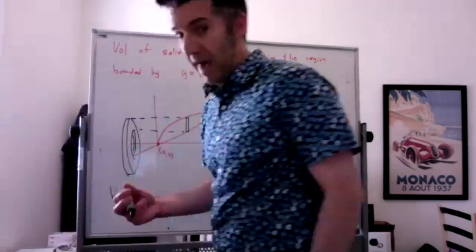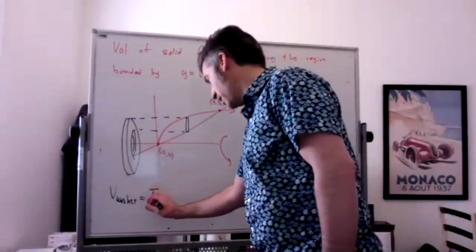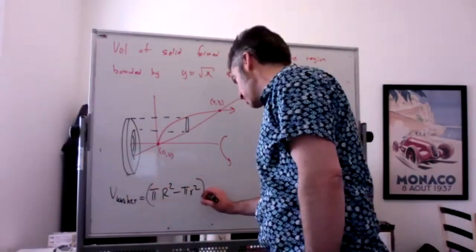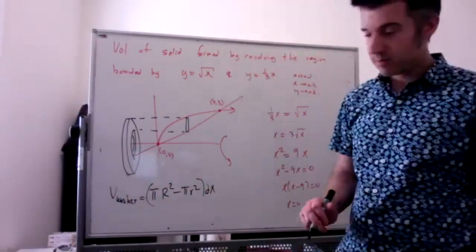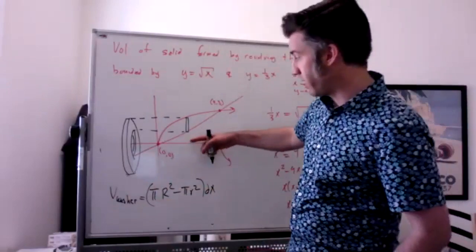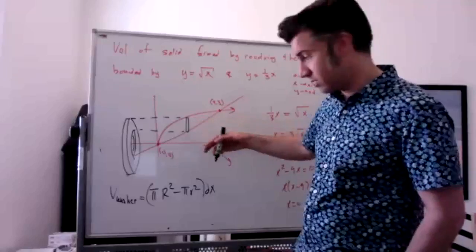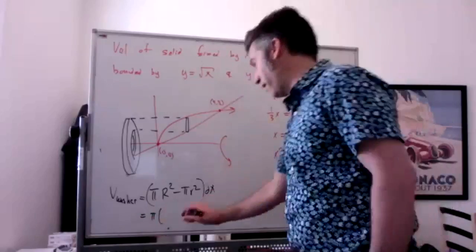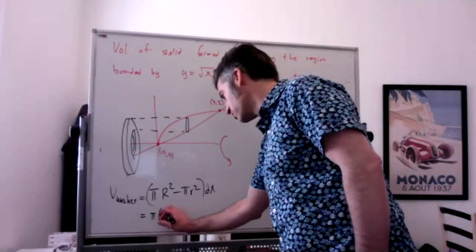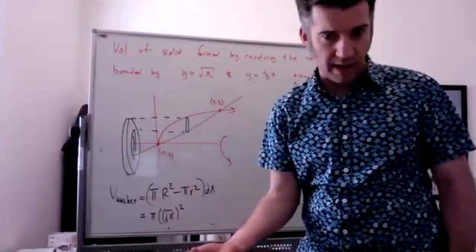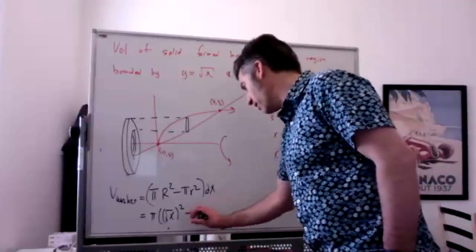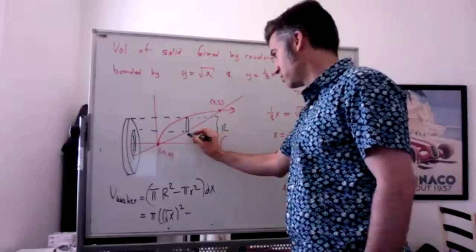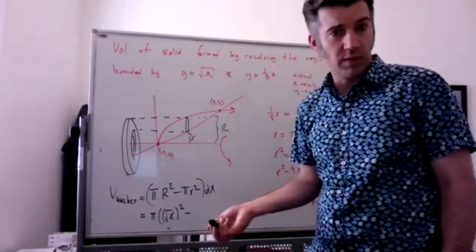And the volume of our washer is, as it always is, pi times the big radius squared minus pi times the little radius squared times the thickness. In this case, the big radius is the function that's further away from the axis. So it's going to be pi times the square root of x squared. And I factored out the pi because we usually factor out the pi. And then the inner radius is going to be the closer function, which is going to be 1/3 x.